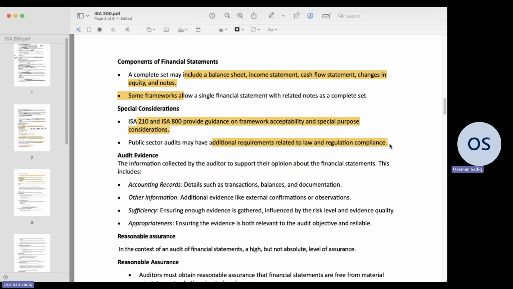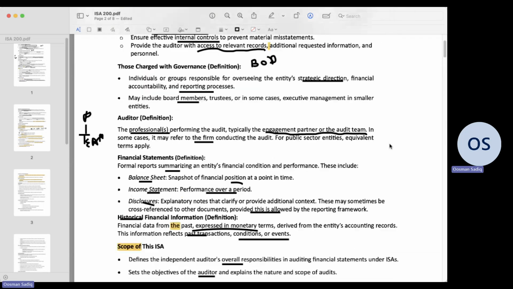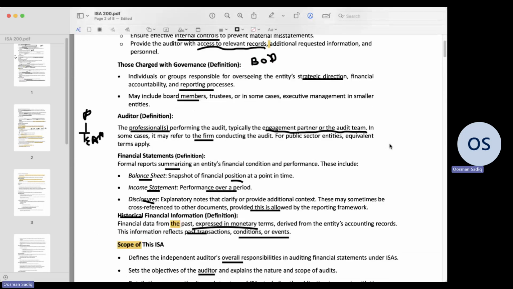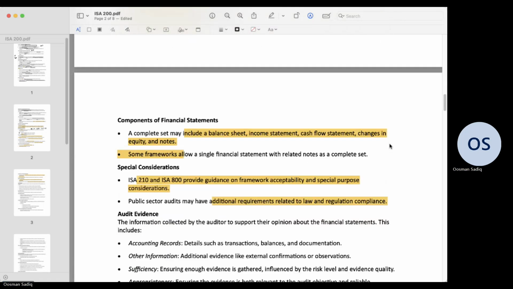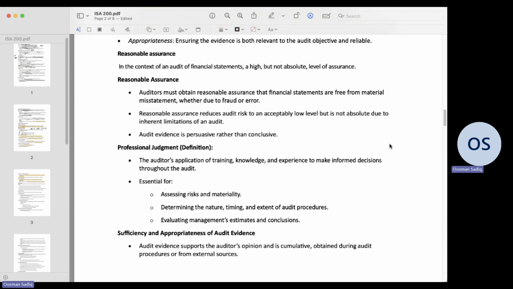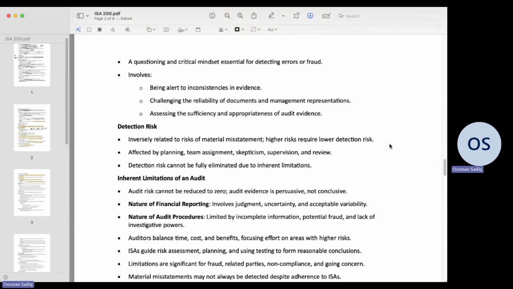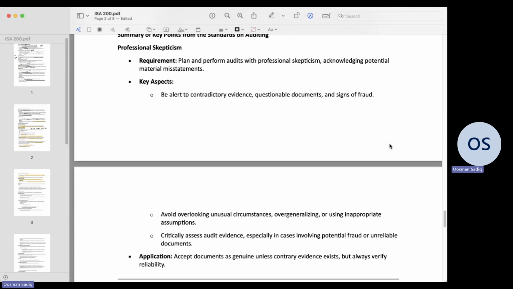Okay, now let's just quickly see that these were the basics of your audit standards. Now, based on these audit standards, there are some other detailed areas which we will discuss in our additional session.